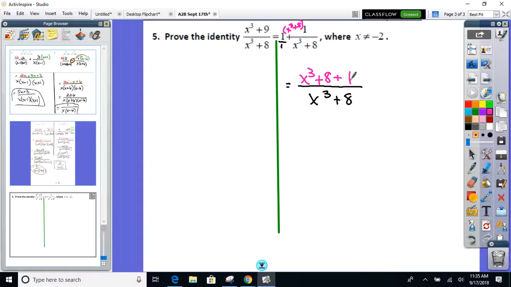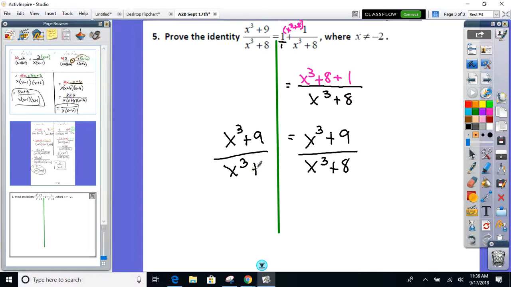Anybody want to combine like terms up there? X cubed plus 9. Anybody want to take a look at the left side? Isn't that where we needed to be? Okay, some of these, sometimes they're not as long as you expect them to be. Okay, again, 1 and x cubed plus 8, there's nothing in common, so I put the whole denominator down there. Multiplied the 1 by x cubed plus 8. Did not have to multiply the second fraction by anything. Combined my like terms, and I got the left side.